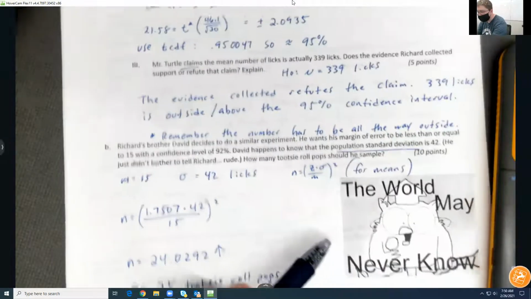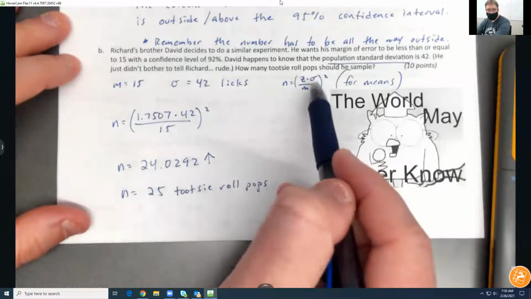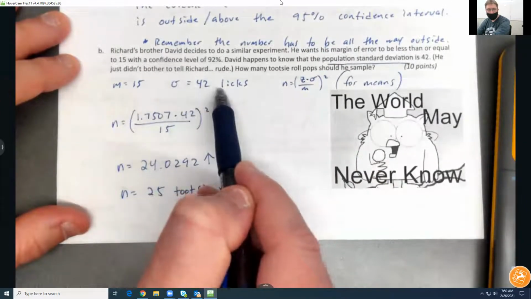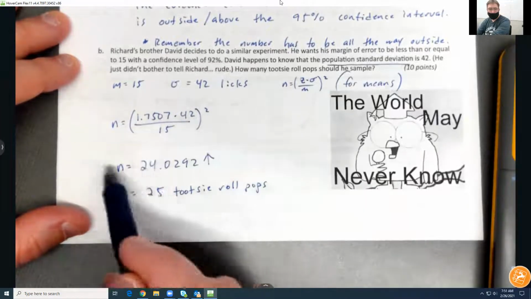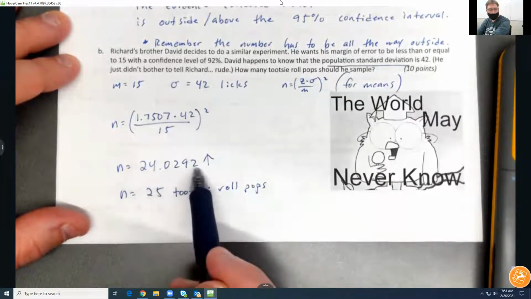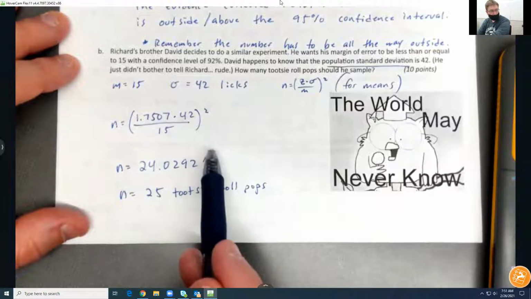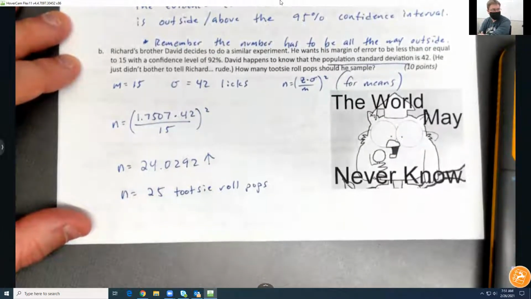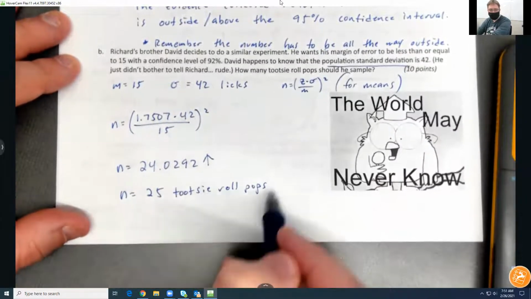Okay, so anyways, let's go back to this problem. What are we trying to do? We're going to use this one. We know what our margin of error needs to be. We know the population standard deviation is 42 licks, so we just plug everything in. We get 24.0292. Always, always, always round up. Give yourself that extra person or extra item to make sure that you're not giving too small of a sample. So we'd go to 25.